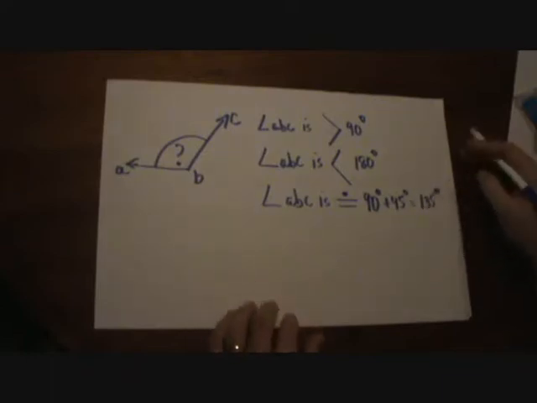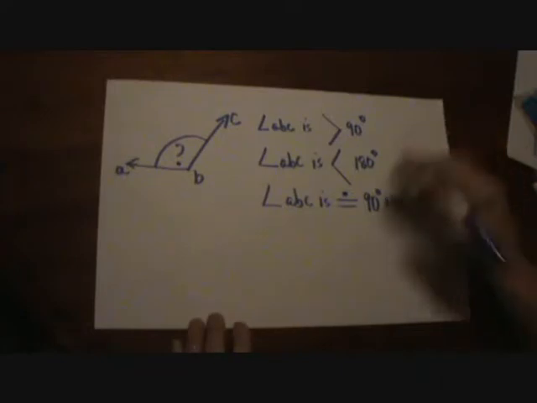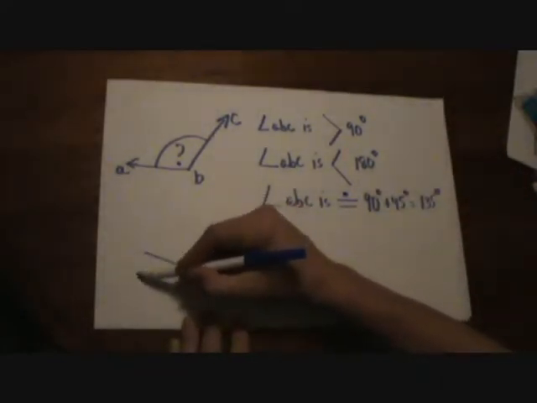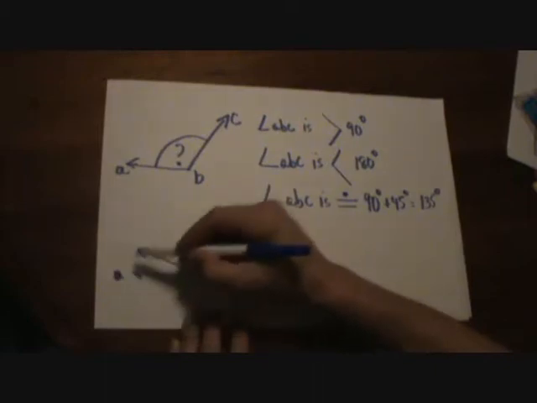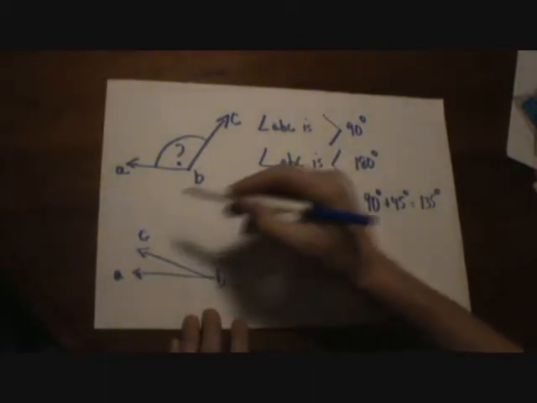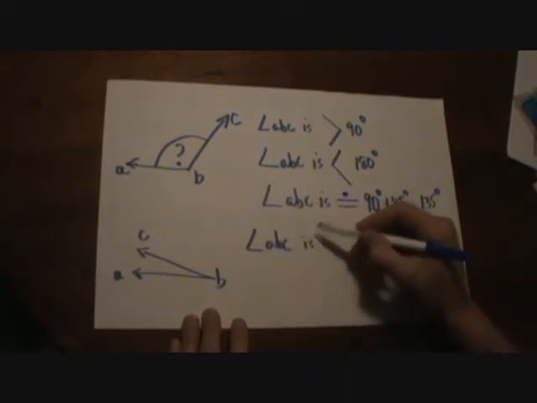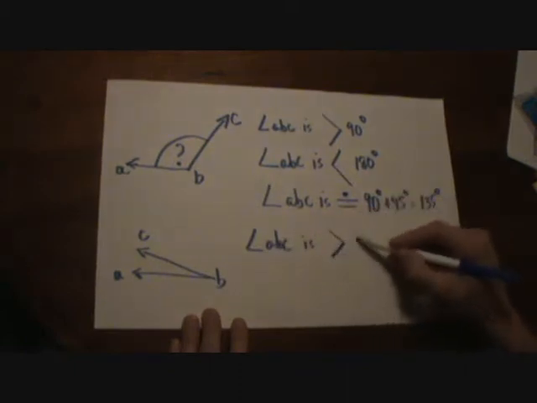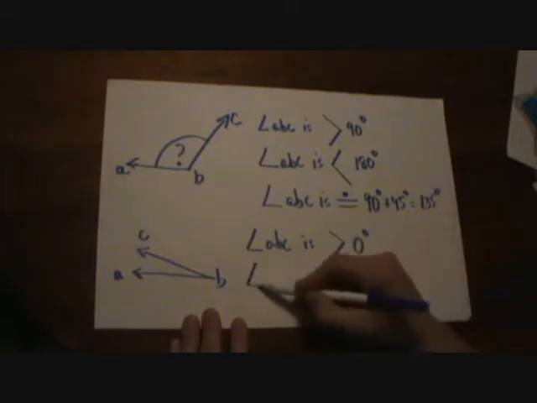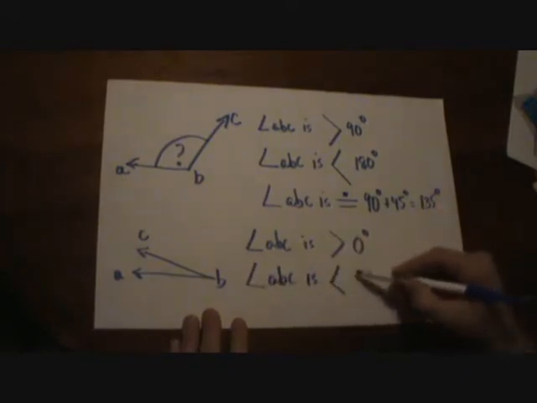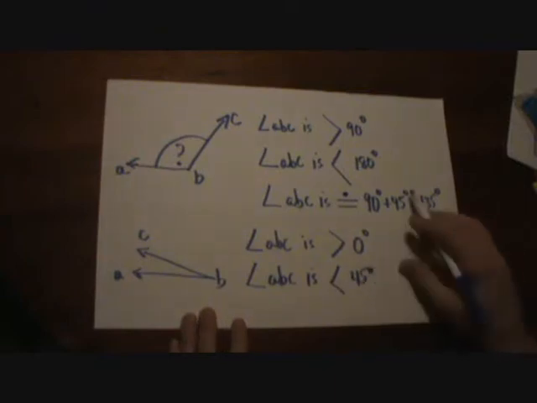Let's try a different one. I'll draw a new angle down here. When we take a look at this angle, it's quite small. And now I have angle ABC. I know a couple things about it. I know it's greater than 0 degrees, and I know it's less than 90 degrees. It's even less than 45 degrees.